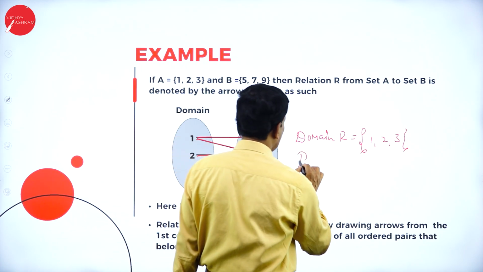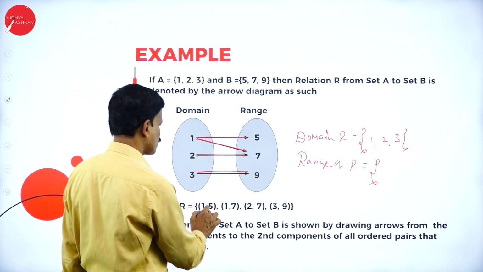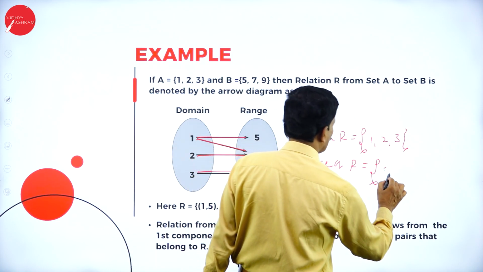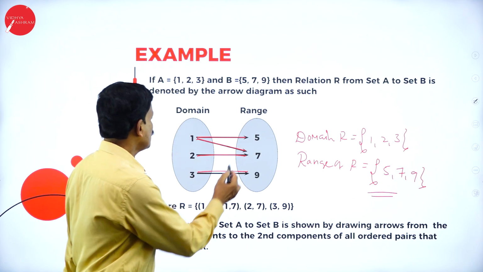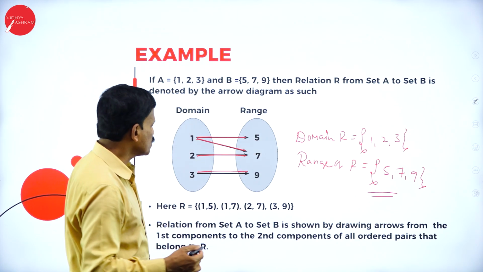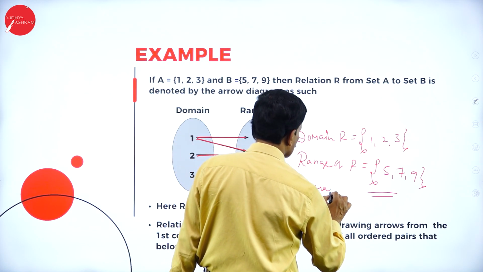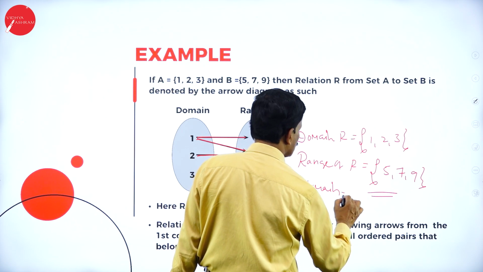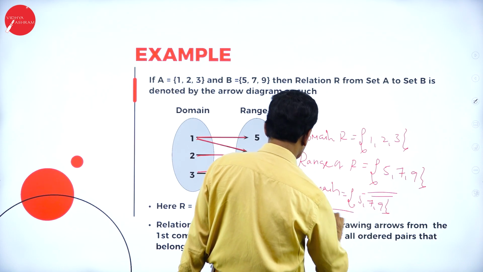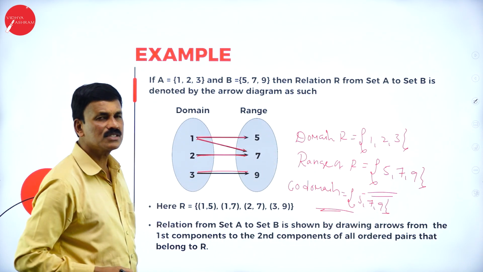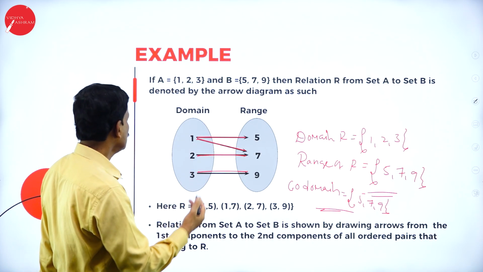And what is the range of R? The range of R is equal to the set of all second elements: 5, 7 and 9. These are the second elements, so 5, 7, 9 is the range. And what is the codomain? The set B itself is called the codomain. The codomain is equal to the set B, that is 5, 7 and 9. So, this is how we find the domain and range for the given relation.